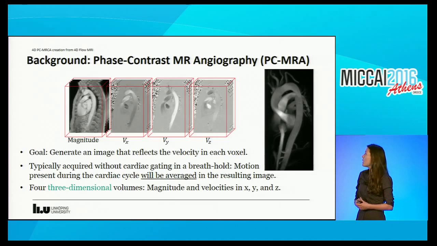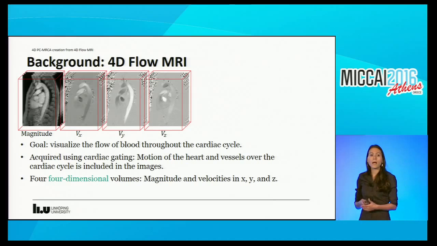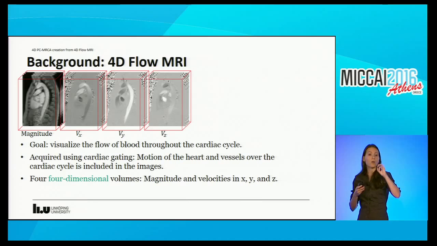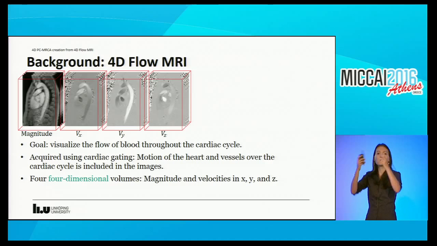So 4D flow MRI is the type of imaging that we are working with. And it's a very similar phase contrast magnetic resonance acquisition type. However, the goal now is to visualize the flow of blood throughout the cardiac cycle. So I not only want to know if there is blood going through that voxel, yes or no, I also want to know where that blood is coming from, where it is going to, and what is happening with the heart as it's beating through the cardiac cycle.